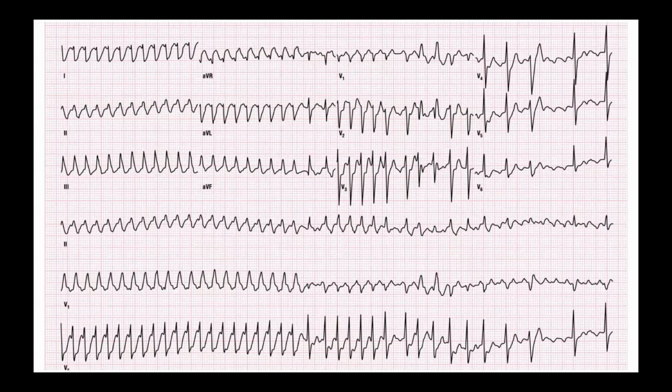Yes, this is wide complex or mixed narrow and wide complex tachycardia. Narrow complex? And wide complex also. Okay. It looks irregular.